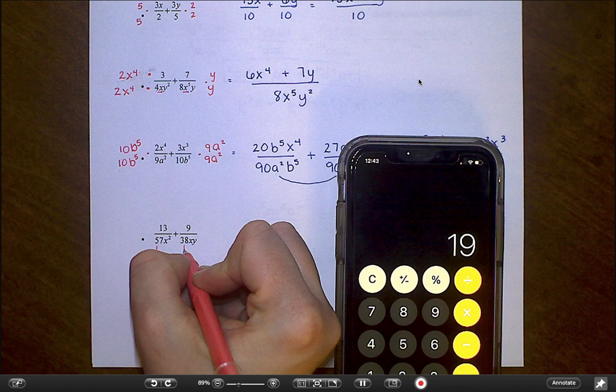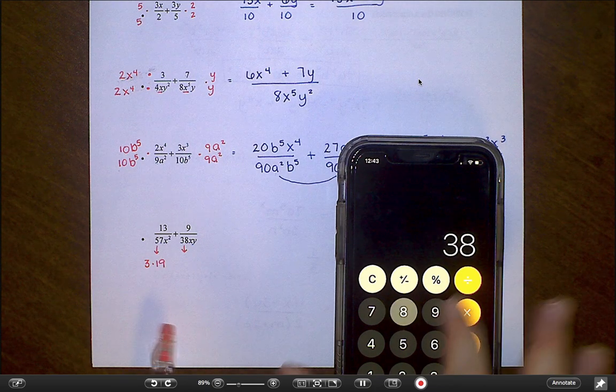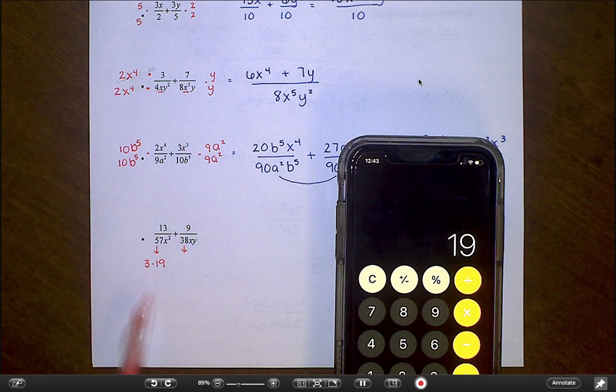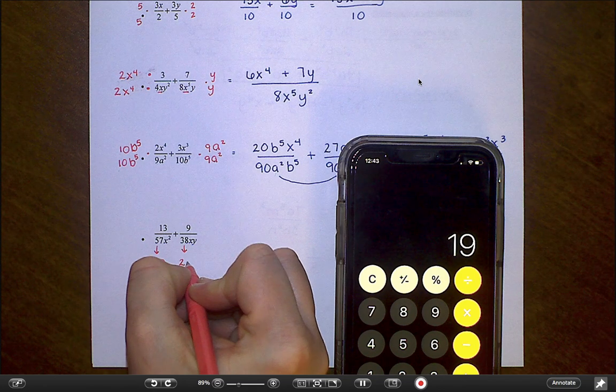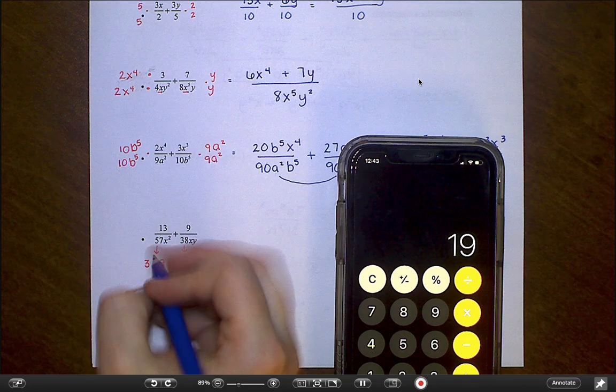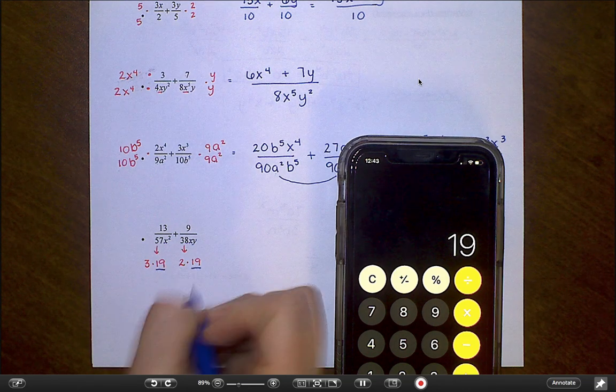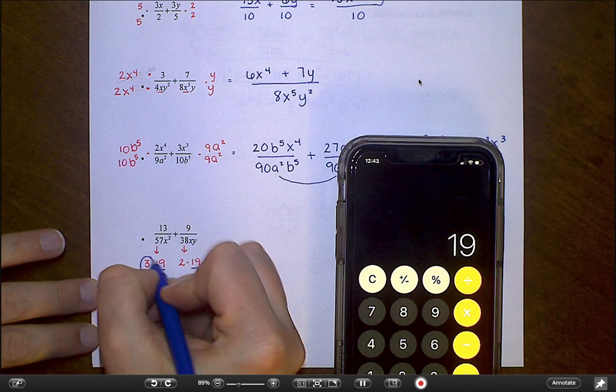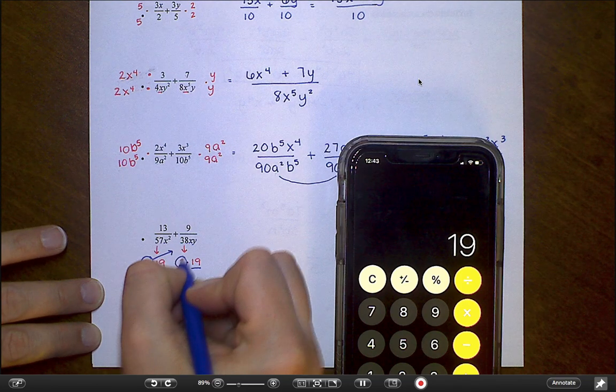Now let's look at 38. 38 I know can be divided by 2. Oh, and look at that. There's a 19 there. So what that means is they both already have a 19. Okay, I've got 19 covered. All I need is for this side to get a 3 and for this side to get a 2.